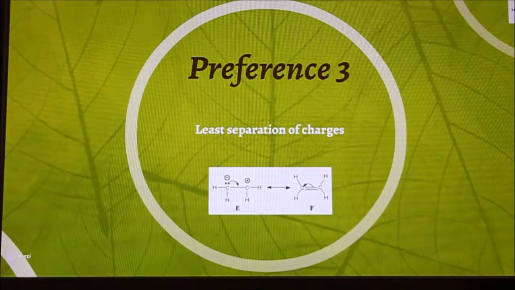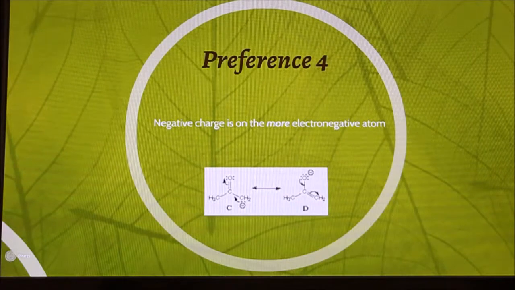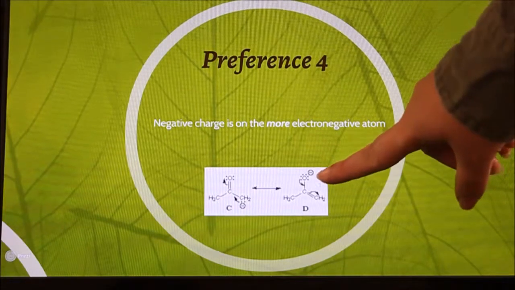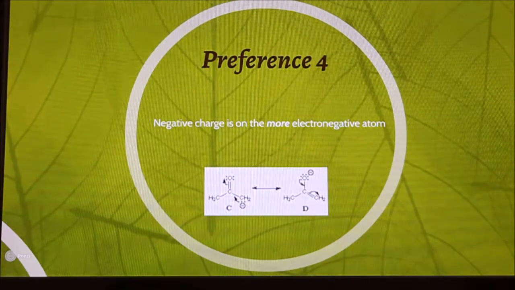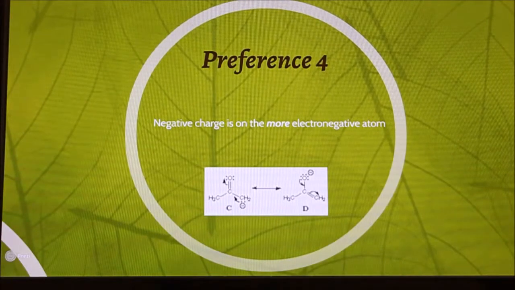The third preference is that it has the least separation of charges. So as you can see in structure E, the 2 carbons, one is charged negative while the other is positive, and then in structure F, the atom is neutral, so it has the least separation of charge, making F the greater contributor. The fourth and final preference is that the negative charge is on the more electronegative atom. So you can see in structure D, the negative charge is on the oxygen versus in structure C when it is on the carbon, making structure D the major contributor.